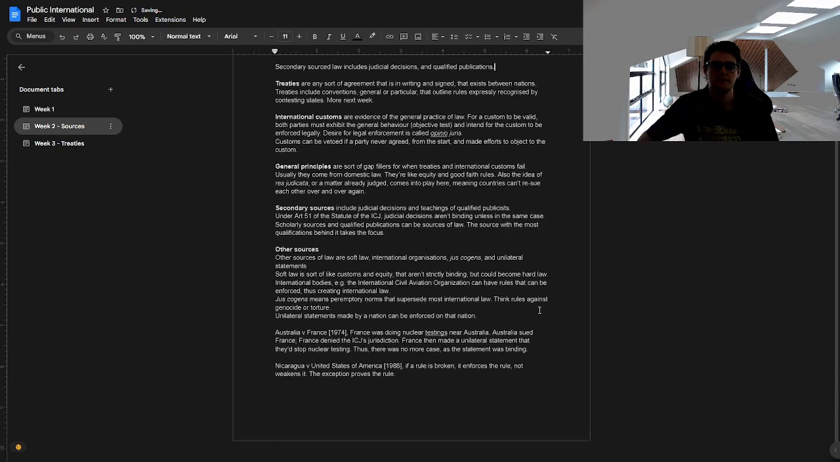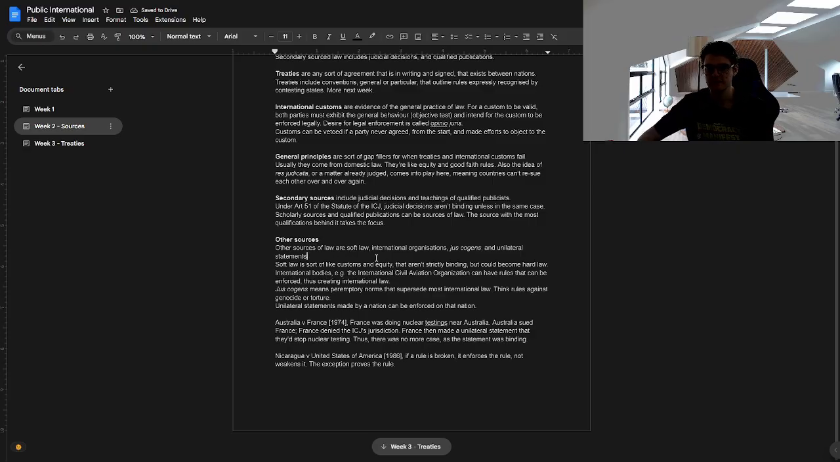Okay. Other sources are soft law, international organisations, and unilateral statements. So soft law is law that is pretty much just not enforceable.